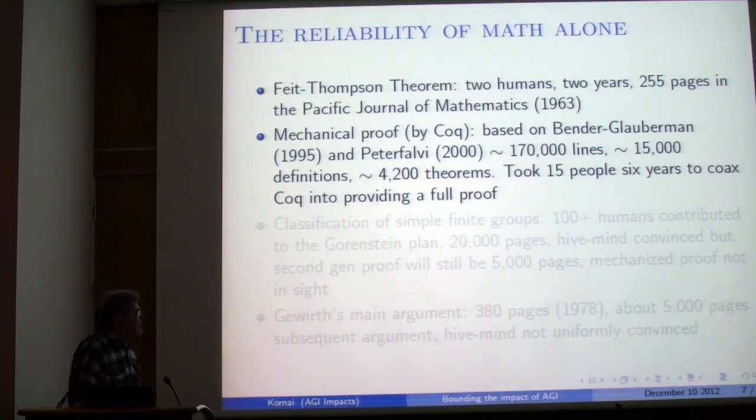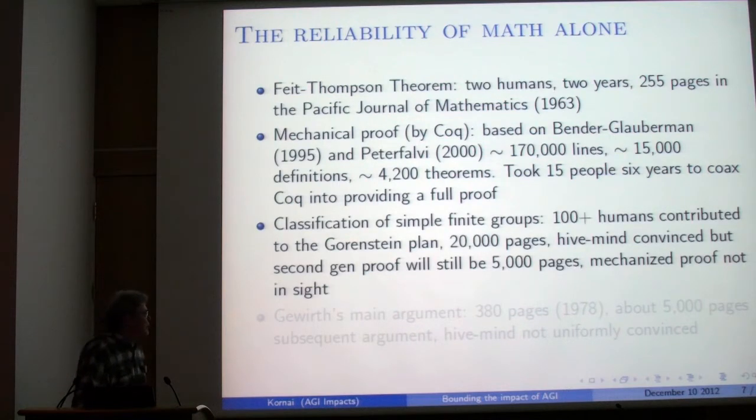And these 15 people had to work 6 years only because there were Bender and Glauberman on the one hand and Peter Sarnak on the other hand, who actually took the trouble to write up the proof in a much cleaner way before they could even start the full formalization. So if you look at something like the Gorenstein program that resulted in the classification of finite simple groups, this was 100 plus humans, right? The proof, and these humans are not everyday humans. These are like Enrico Bombieri and these kind of guys, serious people who devoted good parts of their lives to, you know, Jacques Tits, really serious people.